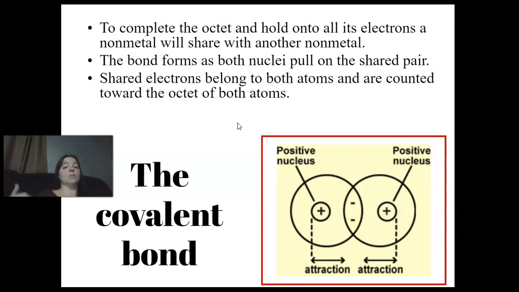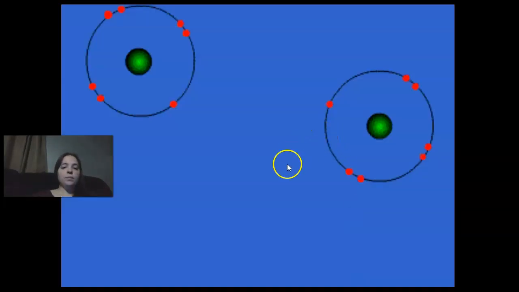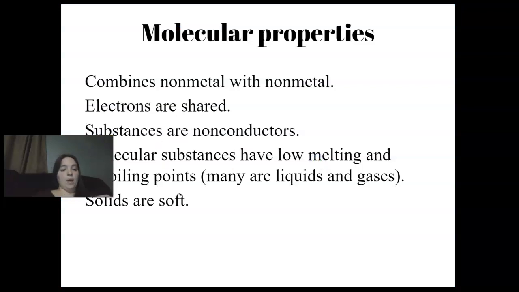The bond forms as both nuclei pull on the shared pair, so they're like holding it together. There's no take, it's sharing. Shared electrons belong to both atoms and are counted as the octet for each. So this will count 8 over here, and this will count 8 over here, like a Venn diagram. Both are shared in between.